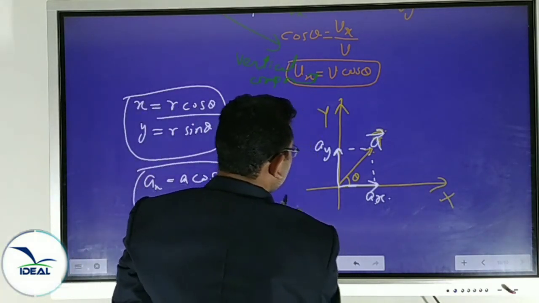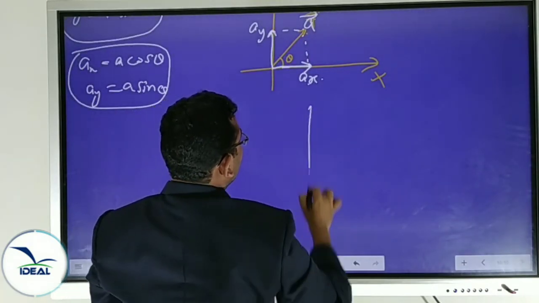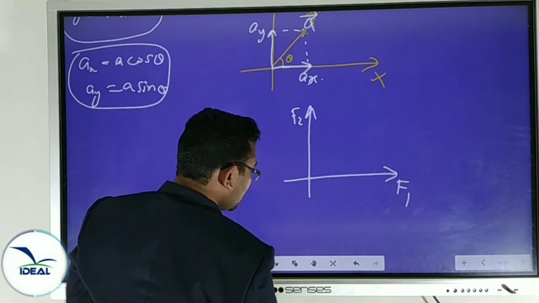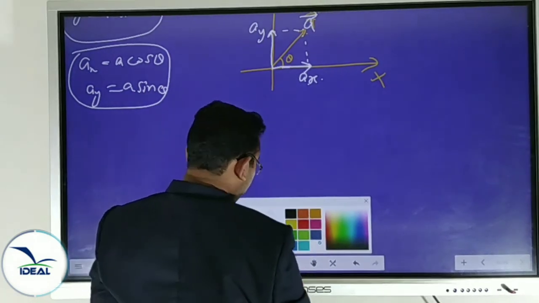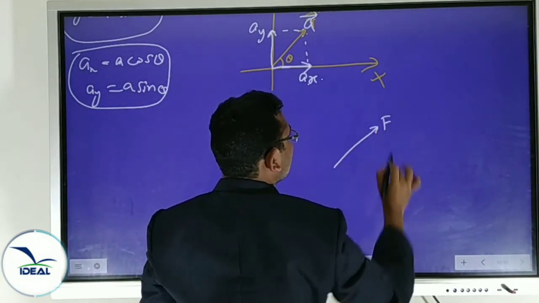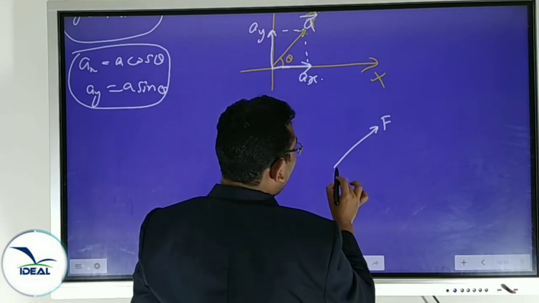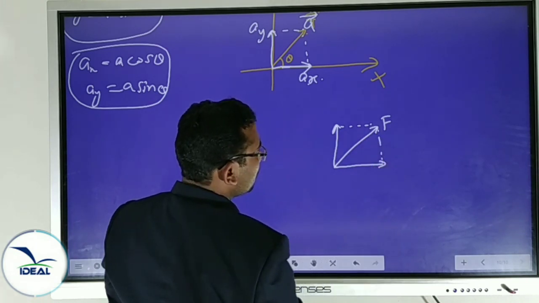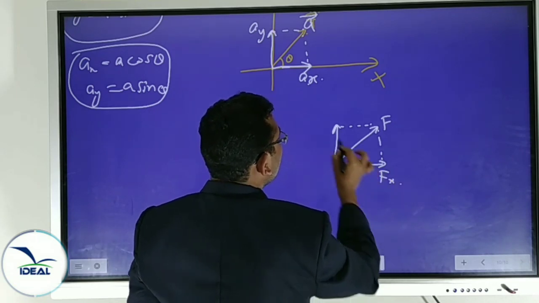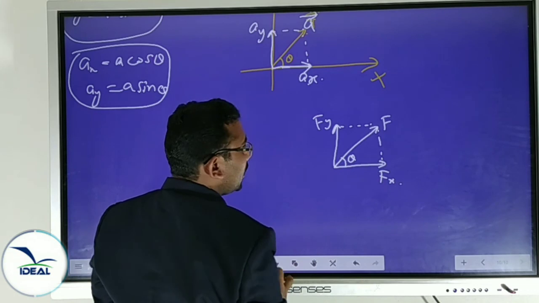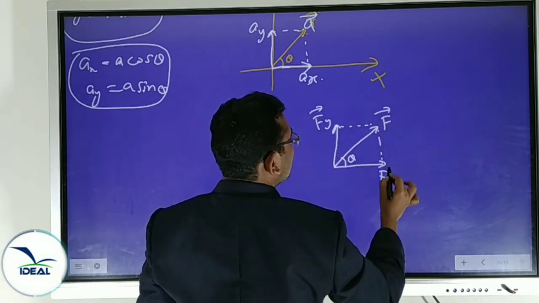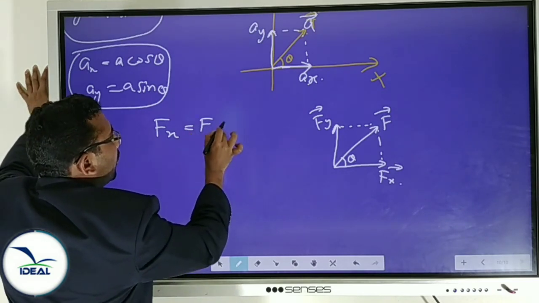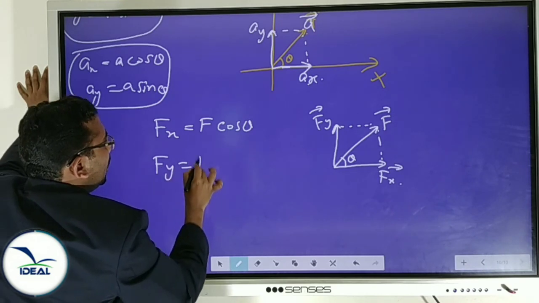If we have a force, we can apply this in problems. If we have force F, we can split it into two rectangular components using the triangle law or parallelogram law. This component is Fx, this component is Fy. Take the angle theta between Fx and F. All are vectors. Then, simply in magnitude, Fx equals F cos theta and Fy equals F sin theta.